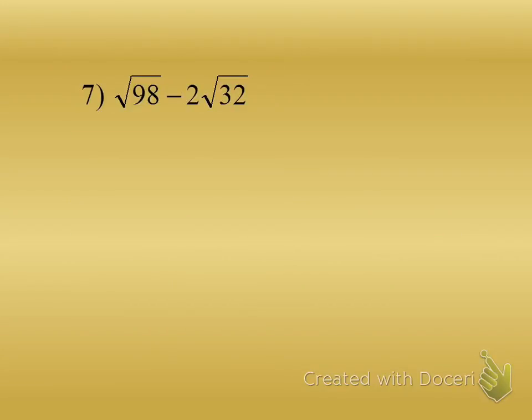The problem is, sometimes they're not just going to give it to you outright. We actually have to subtract the square root of 98 minus 2 times the square root of 32. That's what we got to do. Now, as it sits, are those radicands the same? No. One's 98, one's 32. So at this juncture, you can't do anything except for what? Factor tree that stuff.